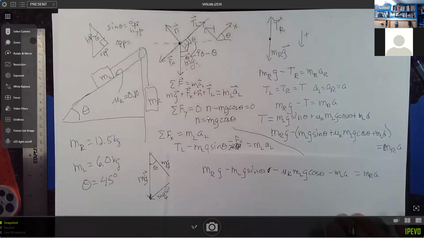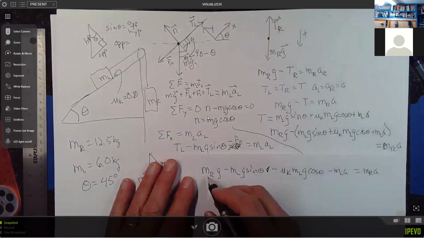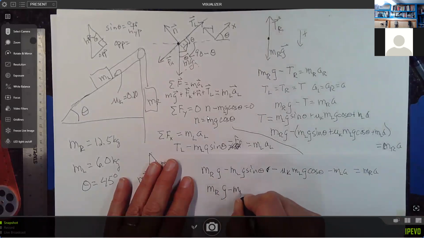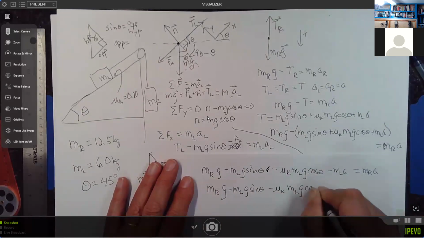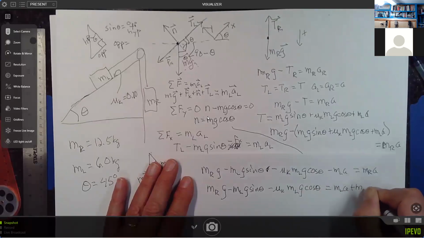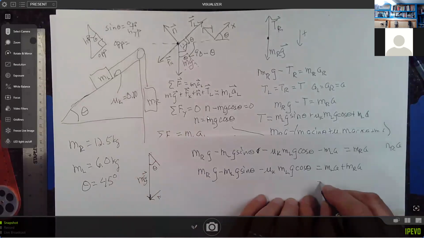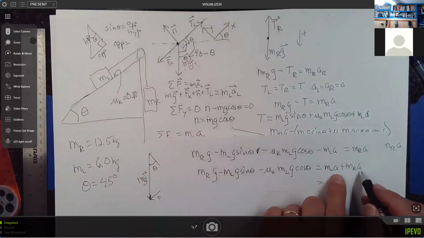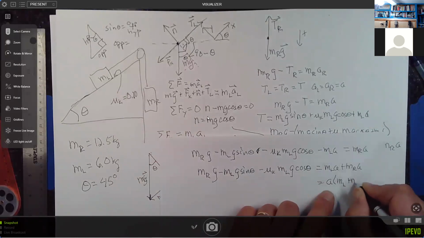And I don't know if we got off the page or not here. Should be okay. If I kick this across, I will have m sub r g minus m sub l g sine theta minus mu sub k m sub l g cos theta is equal to m sub l a plus m sub r a. Whew. Okay, 3 terms left on the left side, 2 on the right, but I can combine these because they have a common factor. This is just a times m sub l plus m sub r.